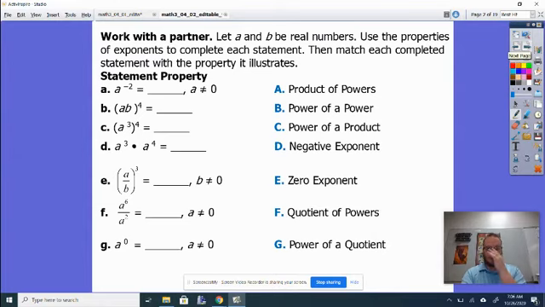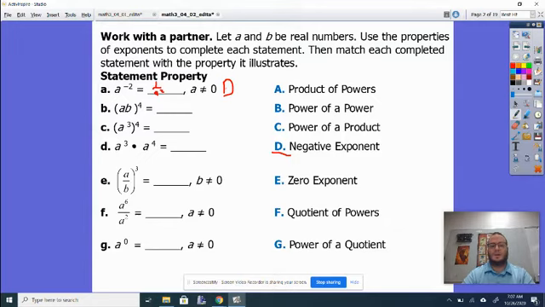Just as a reminder, whenever we have a to a negative power, we can rewrite that as 1 over a, or any variable, obviously. We rewrite it and move that negative to the bottom, and when we move it to the bottom, it becomes a positive. And that is the negative exponent rule.